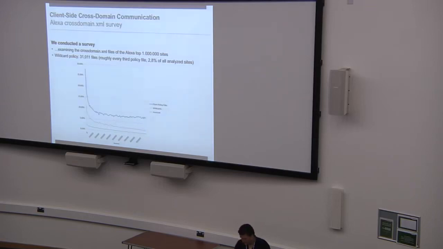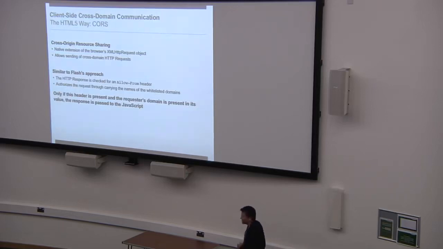And now let's have a look at the HTML5 way of doing cross-domain requests, which is cross-origin resource sharing. This is a rather new concept, and it extends the old browser's XMLHttpRequest object to allow cross-domain requests. The system is very similar to the one provided by Flash. The site that receives the request has to whitelist the site that conducts the request to access the data. But the implementation is a little bit different: Flash uses a policy file, and CORS uses HTTP headers. Now let's shortly compare the security.